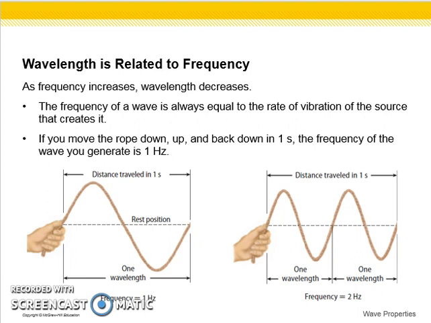The frequency of a wave is always equal to the rate of vibration of the source that creates it. So if you move the rope down, up, and back down in 1 second, the frequency of the wave you generate is equal to 1 hertz.